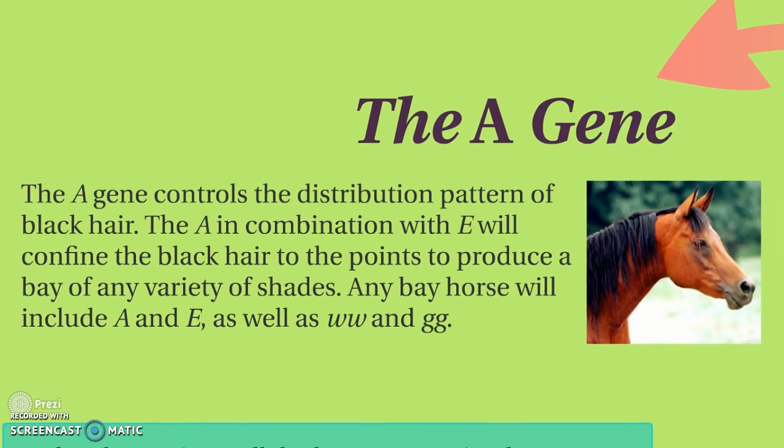The A gene. The A gene controls the distribution pattern of black hair. The big A, in combination with big E, will confine the black hair to the points to produce a bay of any variety of shades. Any bay horse will include big A and big E, as well as little w, little w, and little g, little g.